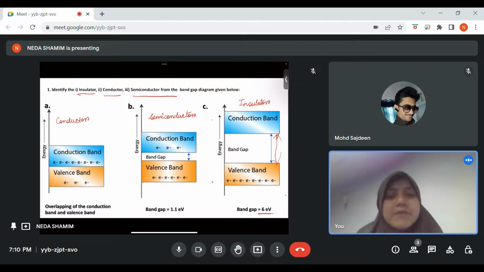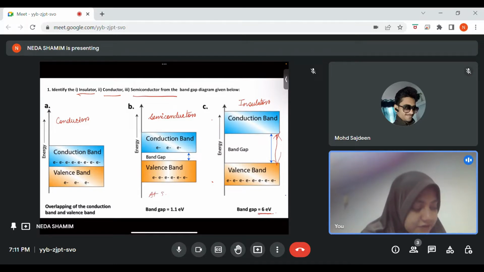Okay, I'll tell you. Because the conduction of this material, the semiconductor, lies in between that of a conductor and an insulator. An insulator is an insulator at room temperature, and even at T equal to 0 Kelvin. A conductor is a conductor at room temperature and also at T equal to 0 Kelvin. But a semiconductor, at T equal to 0 Kelvin, is an insulator.